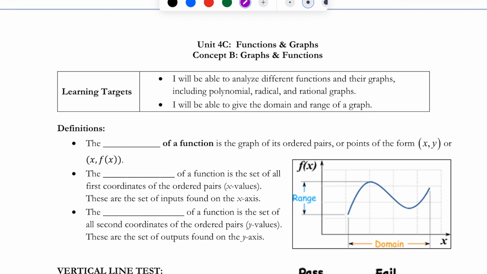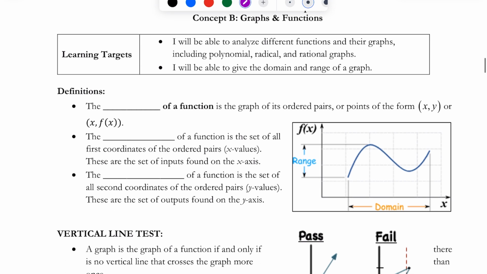The learning targets for this lesson will be: I will be able to analyze different functions and their graphs, including polynomial, radical, and rational graphs, and I'll also be able to give the domain and range of a graph. This is going to be part one of this lesson. We're going to be primarily focusing on that second learning target here in this first video, and then in the second video we'll focus more on the individual graphs.